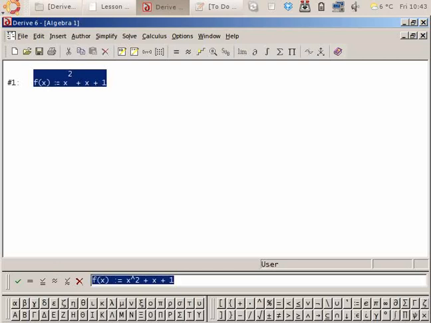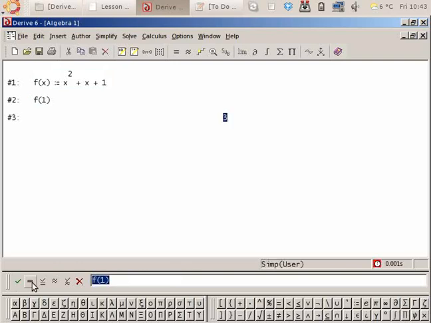Somebody tell me from looking at it, when x is 1, what should f of 1 be? Should be 3. So we'll type in, as an example to check, f brackets 1, like that, and then hit equals, and you should get 3. Got that? Good job.